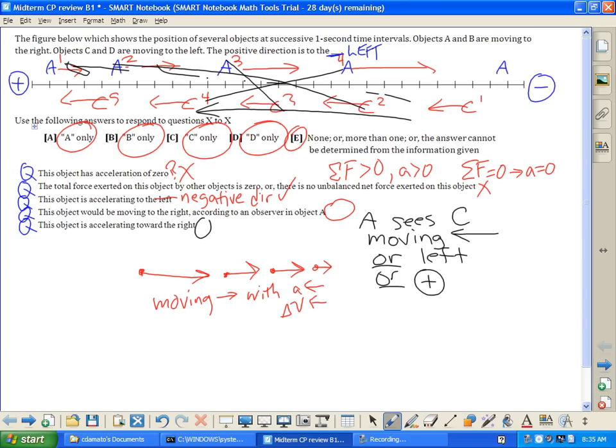And this question we already addressed. Accelerating to the right means this way and speeding up, or this way and slowing down. Next page.